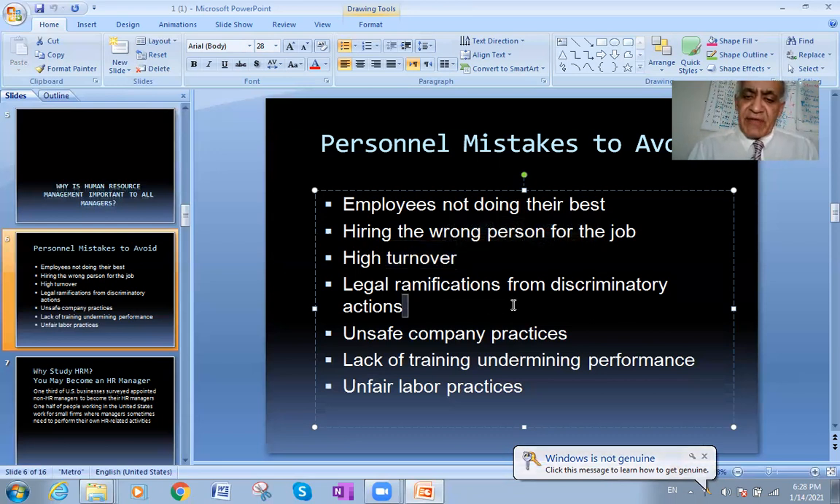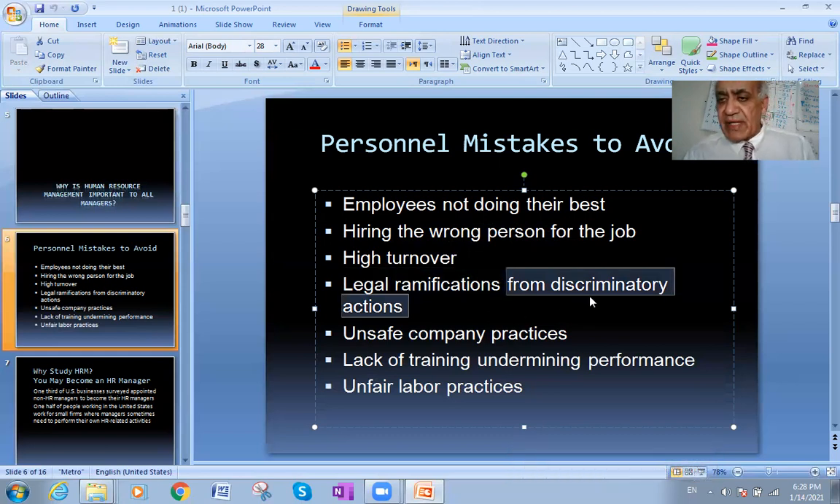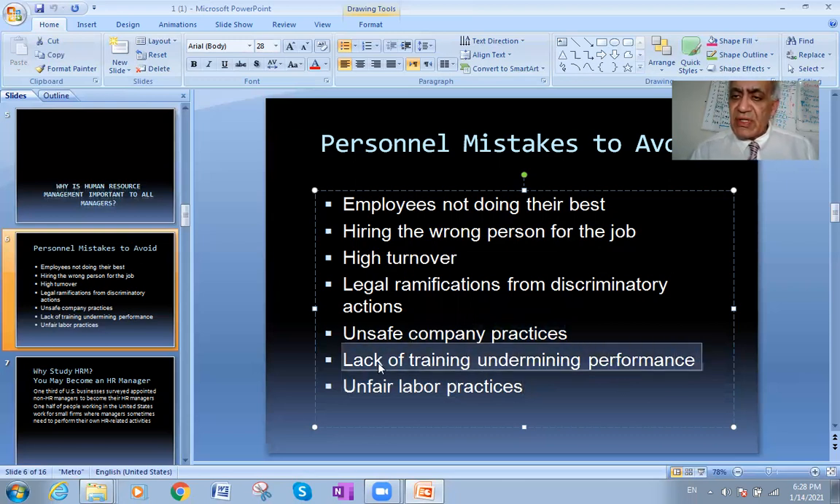Legal ramification for discriminatory actions. Discrimination is very bad in the workplace, and this is also one of the reasons for the high turnover. Unsafe company practices, there is hazard, there is risk of injury. There's a lot of things. So these are also personal mistakes at work. Lack of training undermining performance. You are not trained well to work. So this is also another mistake of the human being.